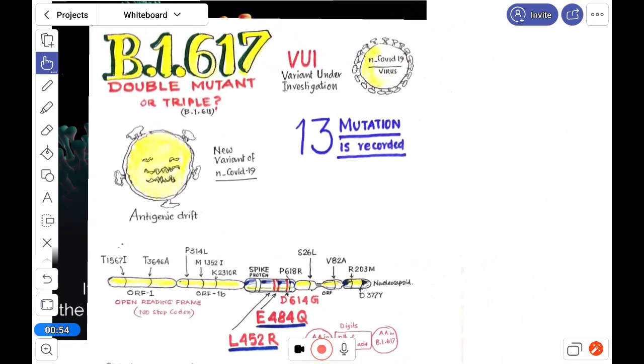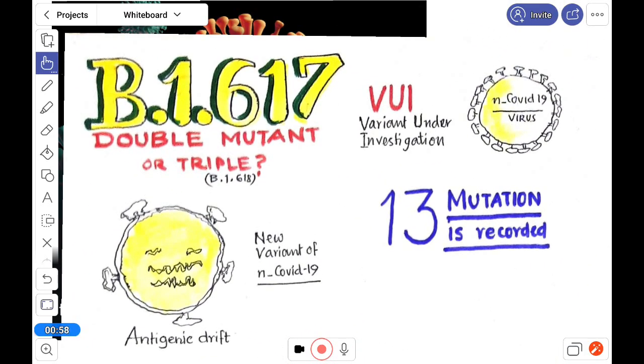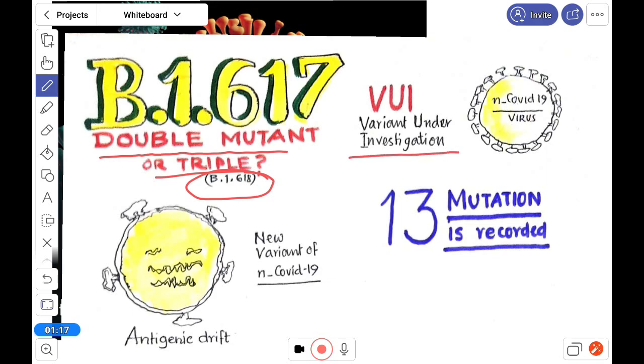This is the double mutant or triple mutant, the B.1.617 variant. It is also written as the variant under investigation, VUI. It is just a variant of the COVID virus. It is not a new virus.